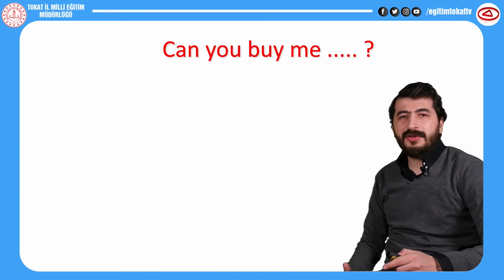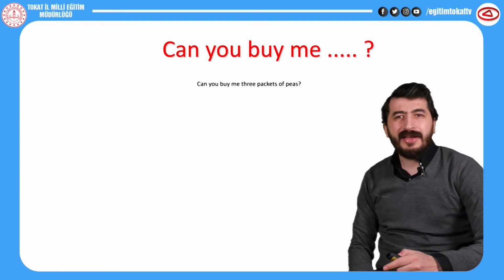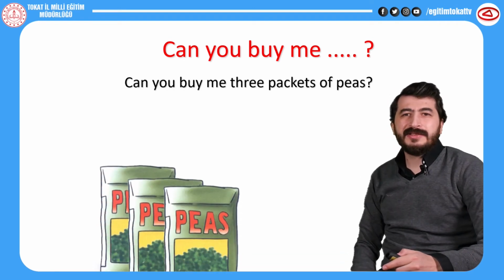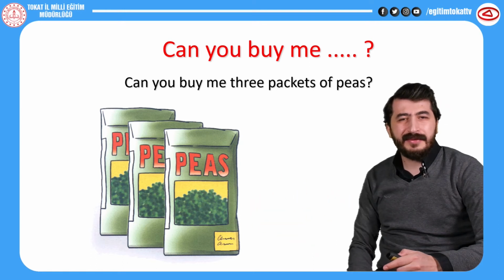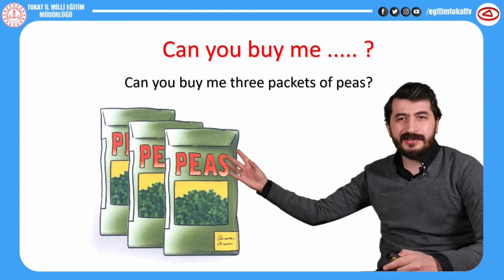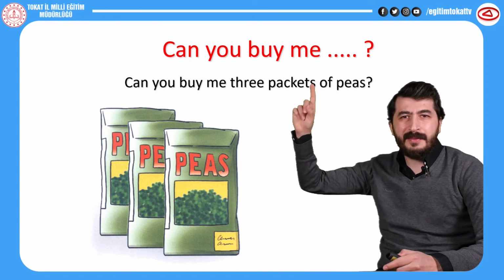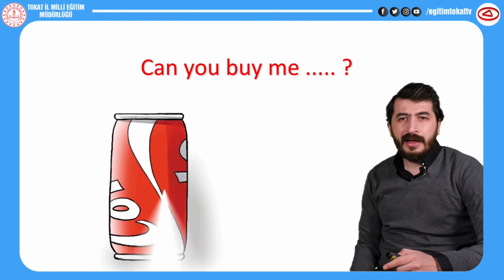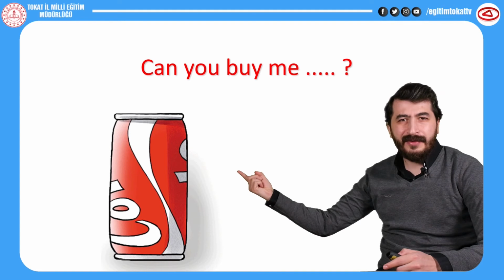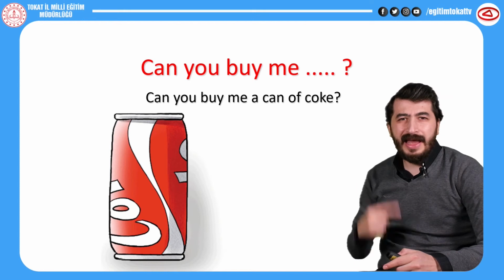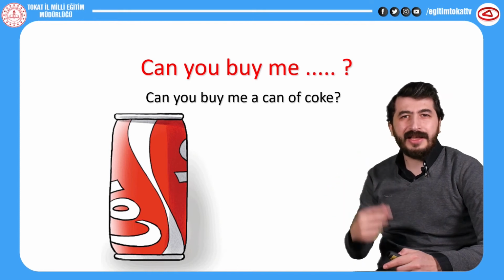Okay. Now, can you buy me part here? Can you buy me 3 packets of peas? Now we will see picture and try to ask the question. Can you buy me 3 packets of peas? Look at that. We have 3 packets, so 3 packets. How can you make question? Can you buy me only 1, what can we say? Can of Coke. So can you buy me a can of Coke? 1 can of Coke. It's true.